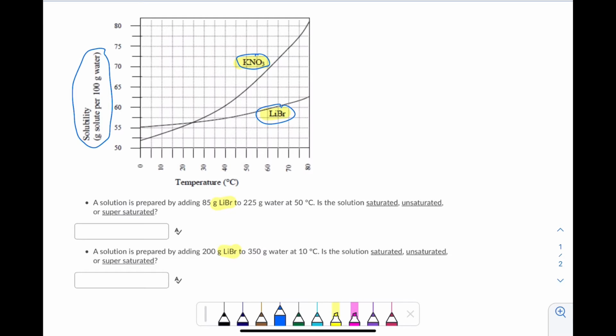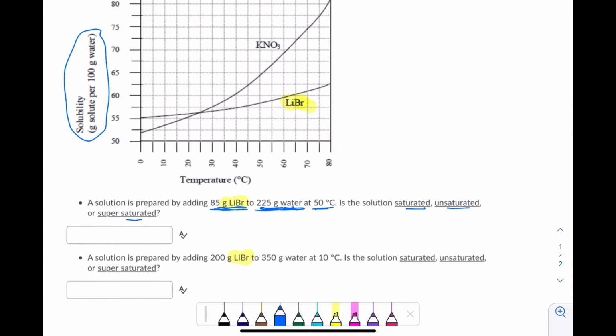The top question we're going to look at here is: a solution is prepared by adding 85 grams of LiBr, so I'm looking at this line, to 225 grams of water at 50 degrees Celsius. And then I need to label the solution as being saturated, unsaturated, or supersaturated. This one's a little trickier because I don't have 100 grams of water, I have 225 grams of water. So I'm going to have to do a conversion to be able to compare that to 100 grams of water, which is what the graph shows me. Not difficult, just an extra step.